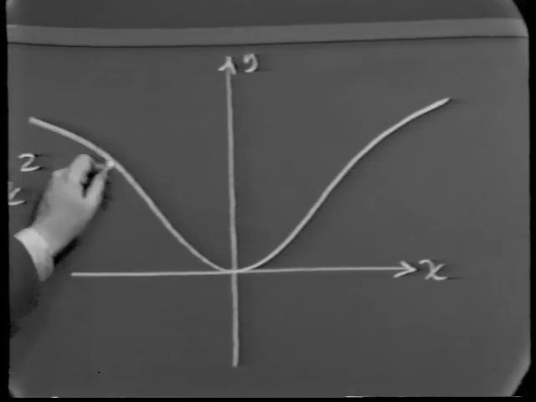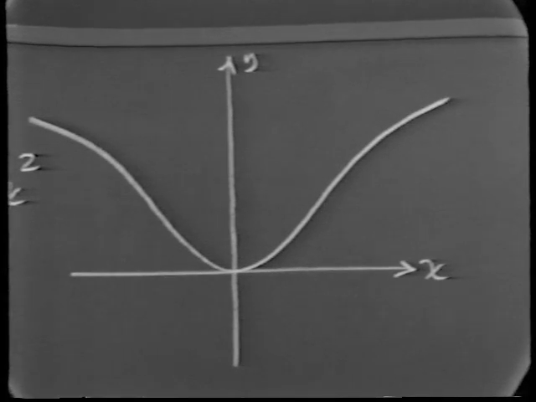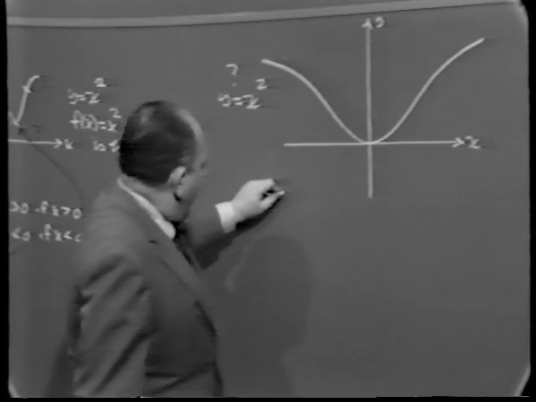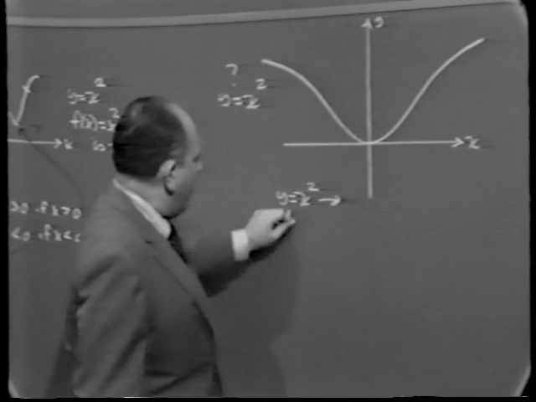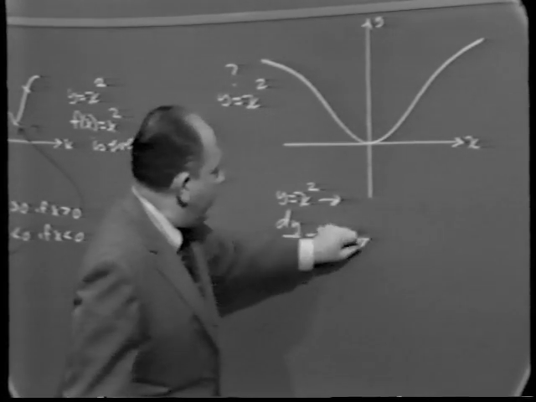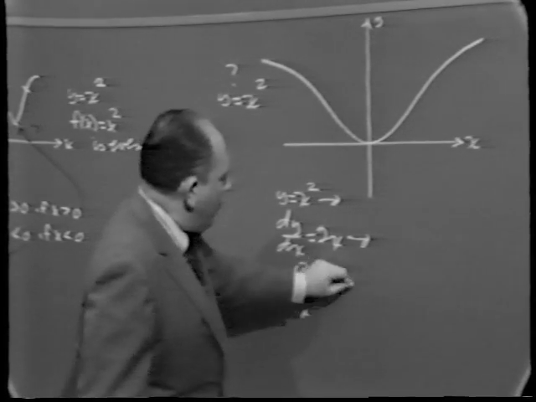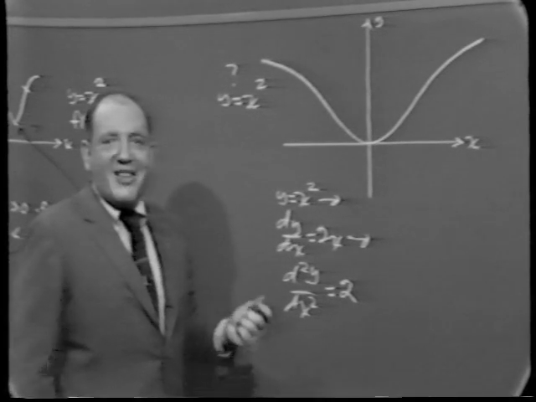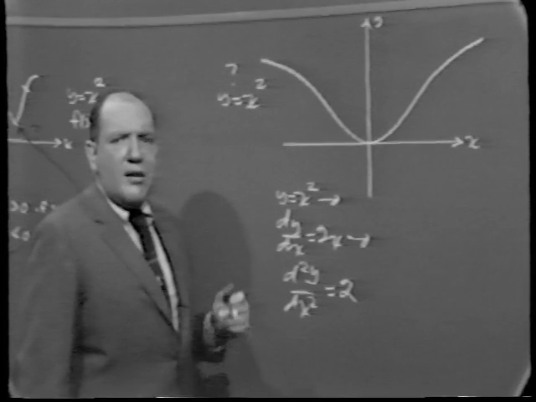You see, this curve is always falling for negative values of x. It's always rising for positive values of x. But you see, let's take a look now at what the second derivative means. If y equals x squared, obviously, as we saw before, dy dx is 2x, and the second derivative of y with respect to x is 2, and 2 is a constant which is always positive. This says what? That the second derivative is always positive.